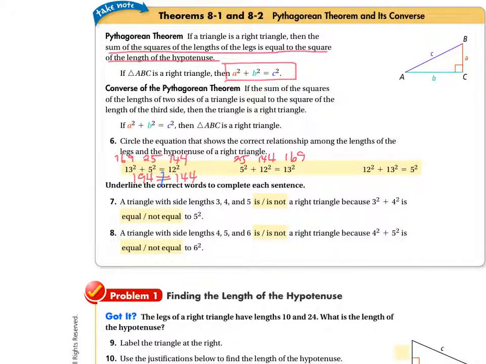What does 25 and 144 add to give you? 169 does indeed add to give you 169. So this equation right here is the correct relationship among the lengths of the sides of that right triangle. And again, double check this last one: 144 and 169 are not going to add up to 25. What does 144 and 169 give you?